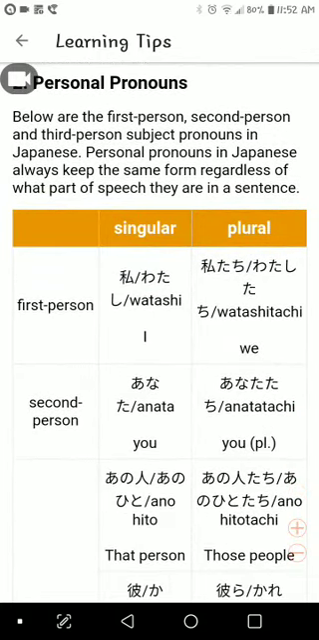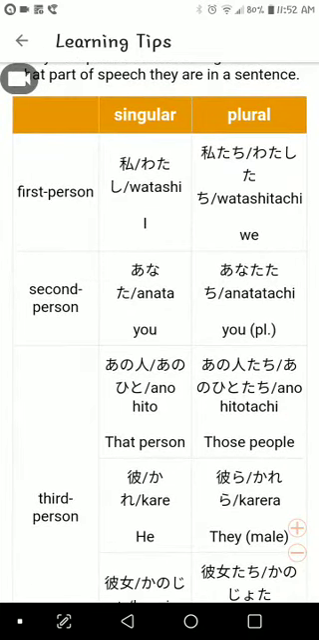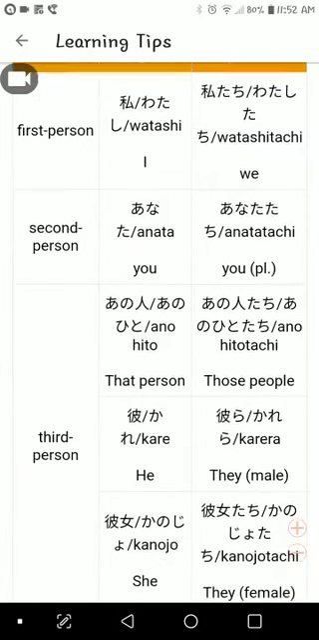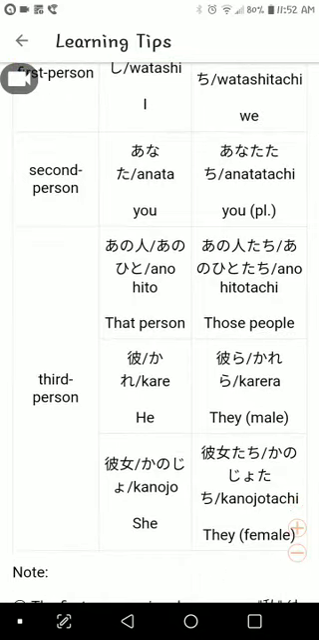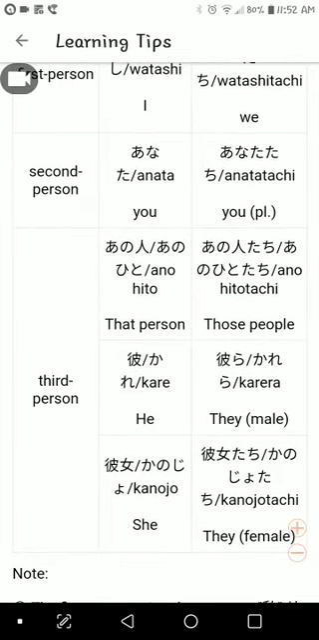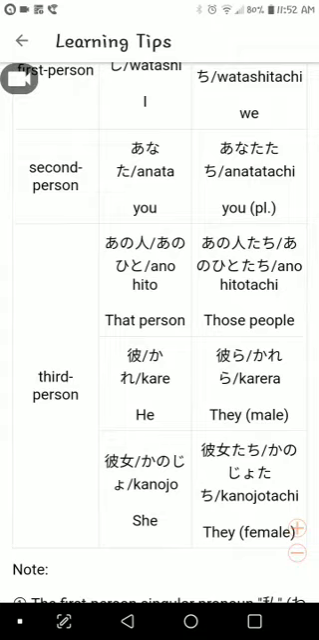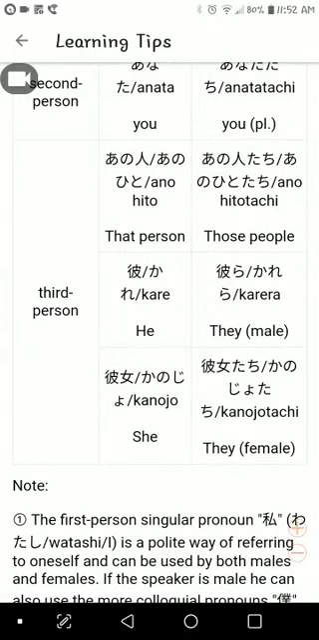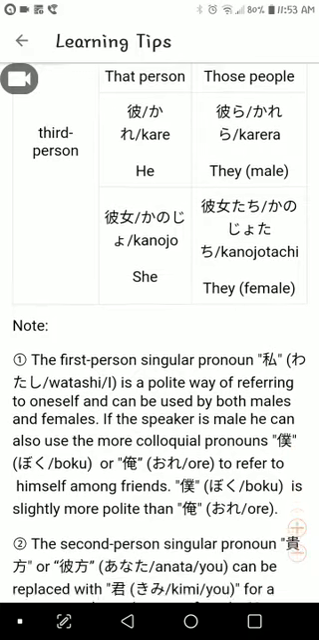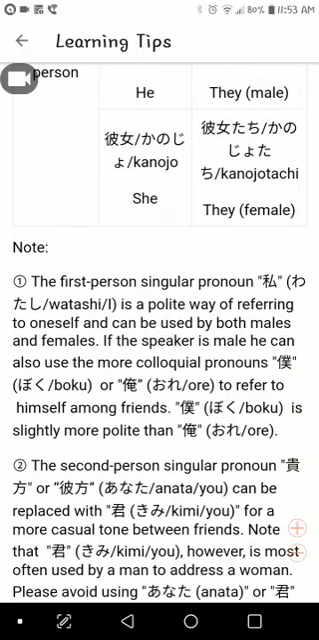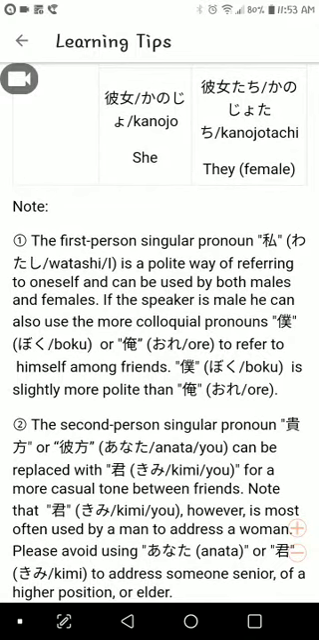First person: watashi. Second person: anata. Anatatachi. Ano hito tachi. Kare. They, male. And kanojo tachi. The first person singular pronoun watashi is a polite way of referring to oneself and can be used both by males and females.